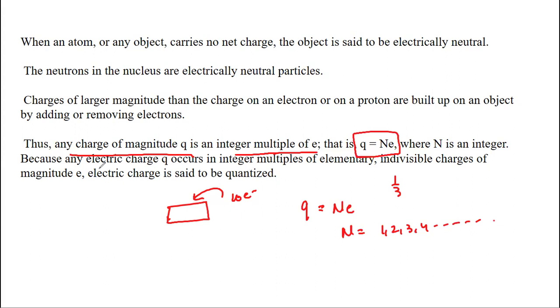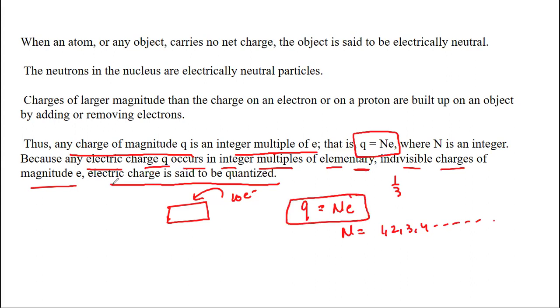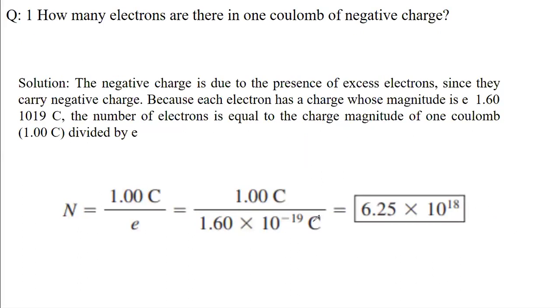Because any electric charge q occurs in integral multiples of elementary indivisible charges of magnitude e, electrical charge is said to be quantized. So this is called quantization. Because you can't transfer any fraction of an electron, you can only transfer 1 electron, 2, 3, 4, and so forth. So this is called quantization. Now moving on, you can also practice solving a few questions using this equation.